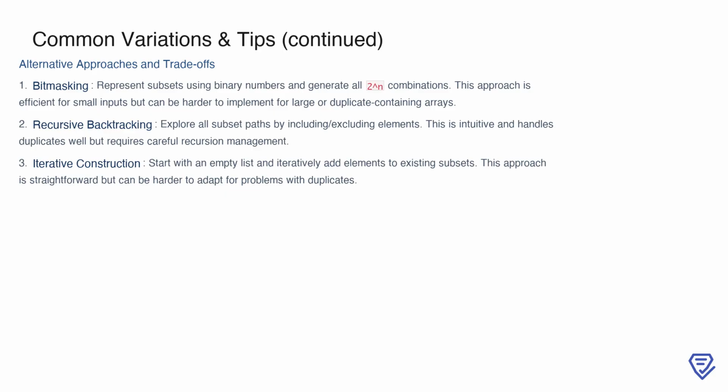Another popular approach is recursive backtracking. This method explores every possible subset by deciding for each element whether to include or exclude it. It's intuitive and works well for handling duplicates, but it requires careful management of the recursion to ensure correctness and avoid missing paths. Finally, iterative construction begins with an empty list and builds up by adding elements to existing subsets. This method is straightforward and easy to follow, but adapting it to handle duplicates can be more challenging. Each of these approaches has its strengths and weaknesses, so it's useful to understand when to apply them based on the problem constraints and requirements.